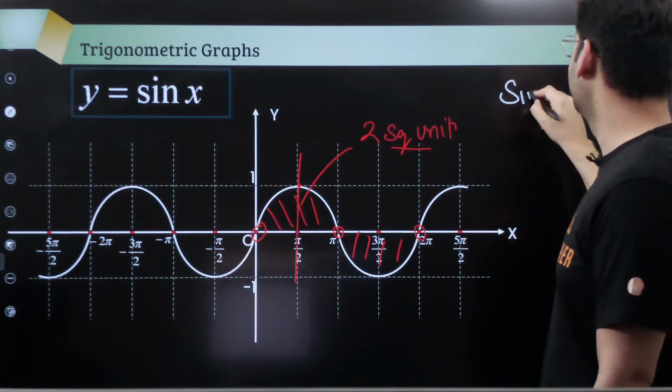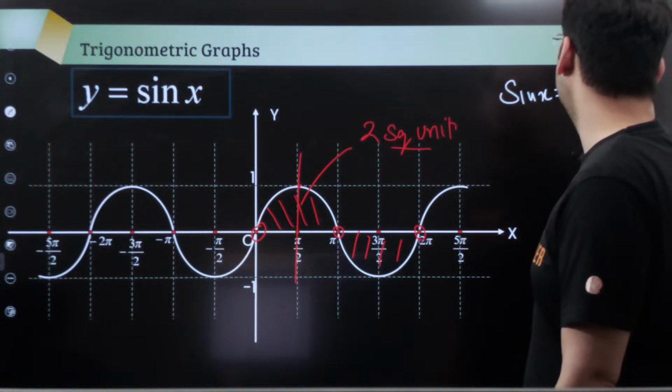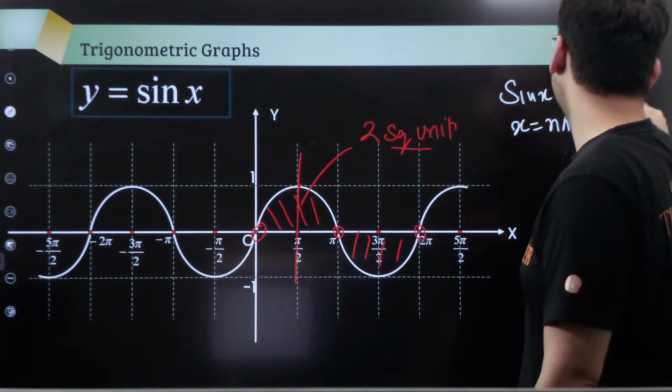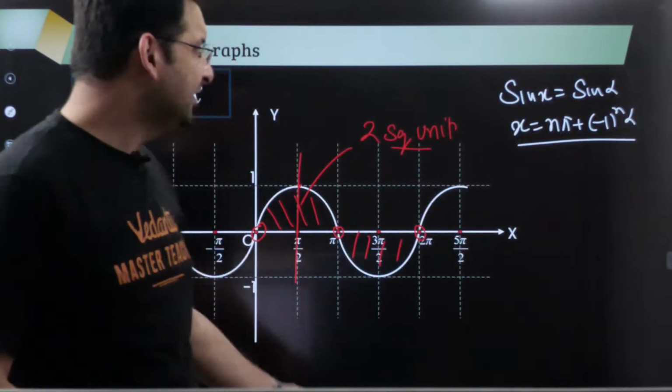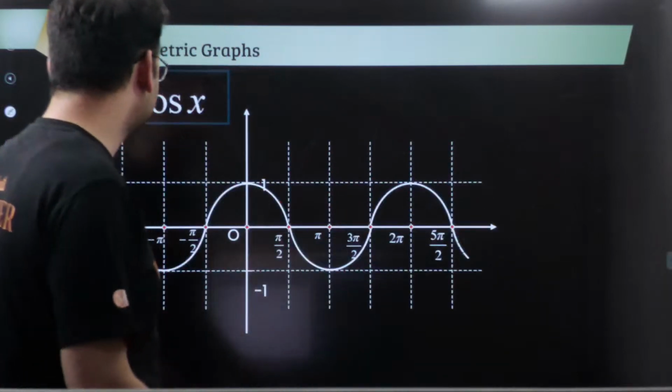when sin x is equal to sin alpha, the general formula. So this is x is equal to n pi plus minus 1 to the power n into alpha. Right, so this is a general formula that we use for trigonometric equations, and you should know how to prove this, right? Right, so this is one.